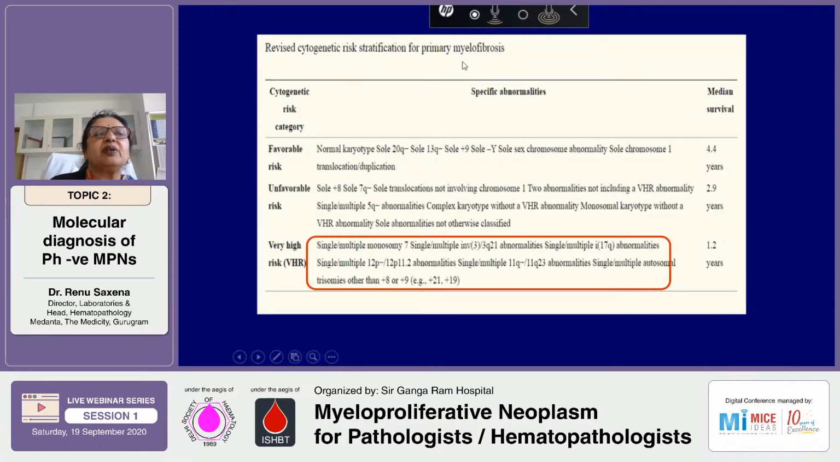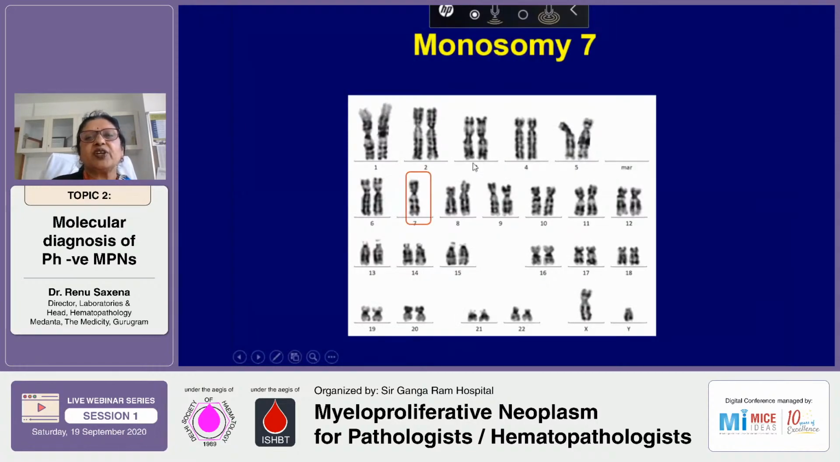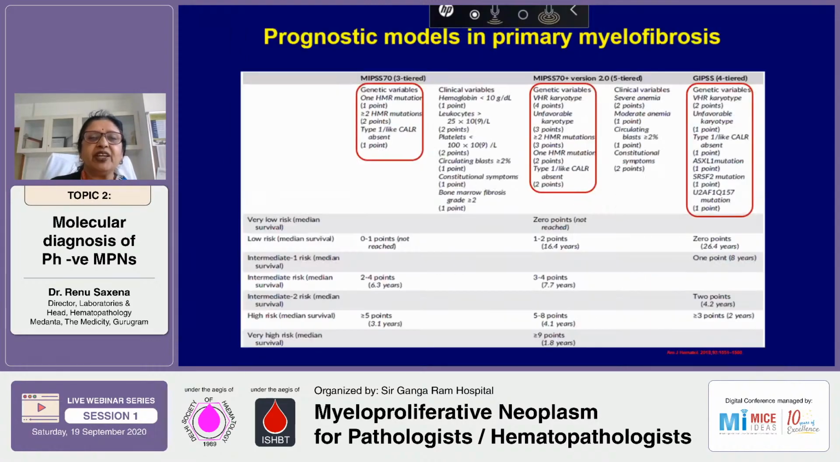Just to briefly recapitulate the cytogenetic risk classification for myelofibrosis, you have a very high risk group, which has a lot of chromosomal abnormalities involving chromosomes 7, 12, etc. This is one of the cases which showed a monosomy 7. This is what a monosomy 7 looks like. We do this on karyotyping. And then these are the various prognostic models and what they do. In MIPSS70, you have one high molecular risk mutation, or two or more mutations, along with type 1 CALR absence. It gives a certain number of points, you add the points together, and finally look at the total.